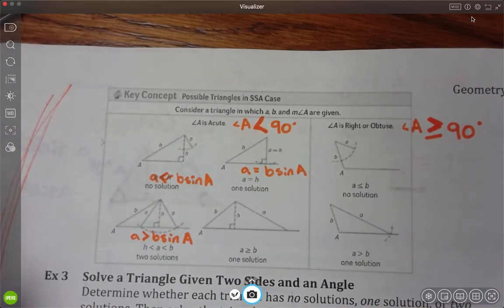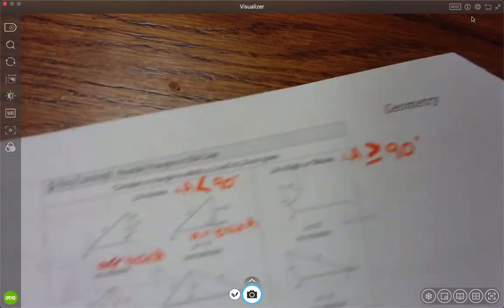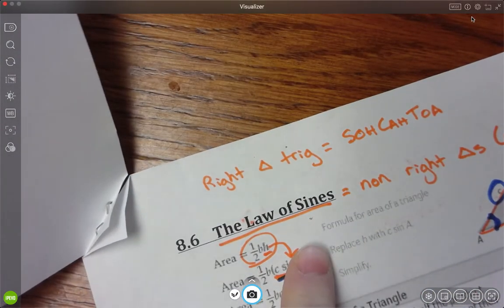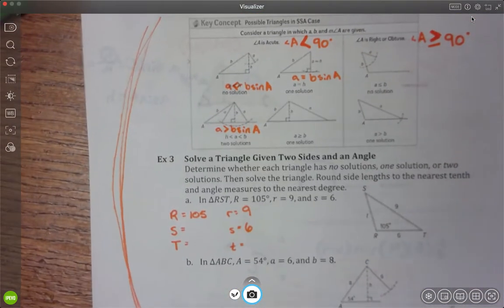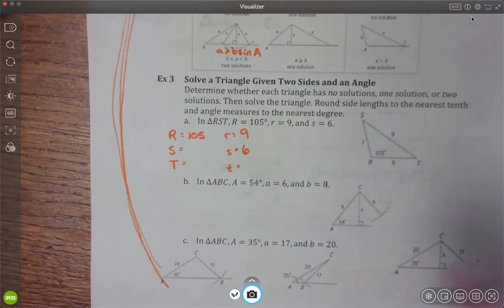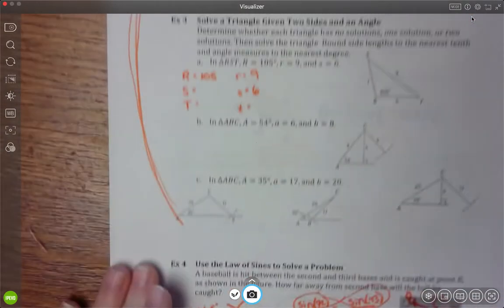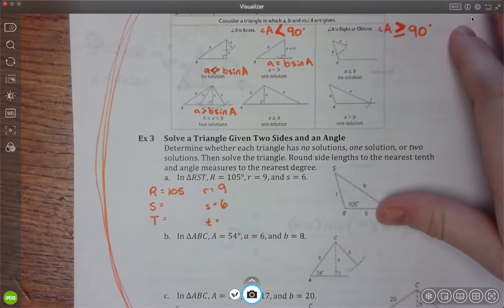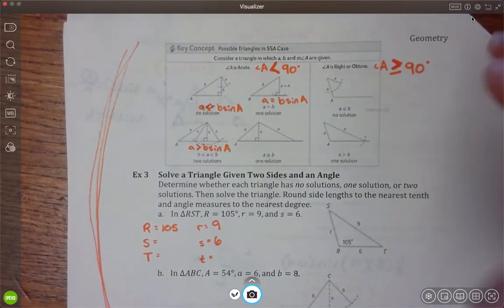Hey, geometry. We are headed into the second half of section 8.6, law of sines. In this video we're going to do the part that we skipped over. We did the story problem before, but we're going to skip over it and just do parts A, B, and C. We get into this part of the law of sines a lot deeper in trigonometry, which some of you will take next year, but I want to introduce it to you.